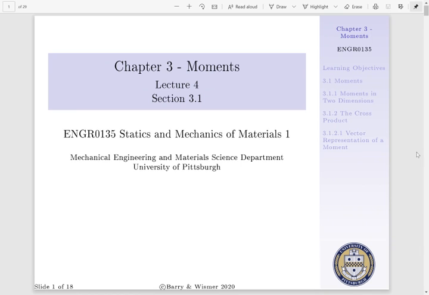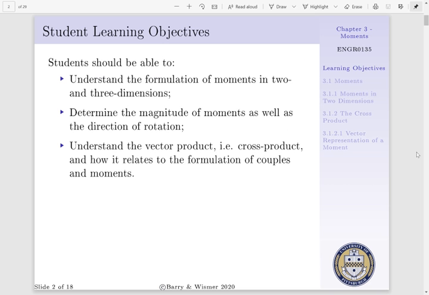Lecture 4 covers Section 3.1. At the end of today's lecture, you should be able to understand the formulation of moments in 2 and 3 dimensions. You should also be able to determine the magnitude of moments, as well as the direction of rotation, i.e. the axis of rotation of the moment.